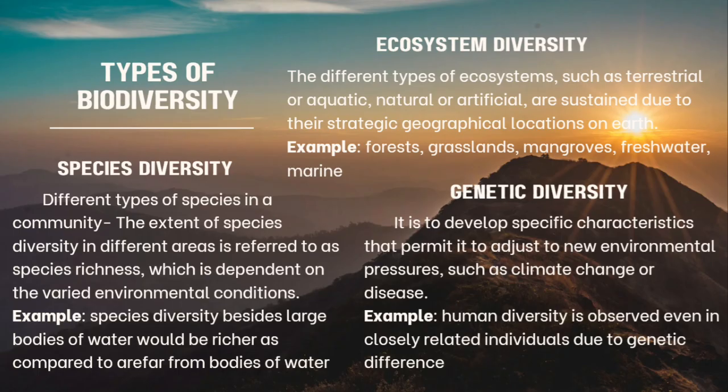The first one is species diversity. This refers to the different types of species in a community. The extent of species diversity in different areas is referred to as species richness, which is dependent on varied environmental conditions. For example, species diversity beside large bodies of water would be richer as compared to areas far from bodies of water. Imagine a forest near a river.